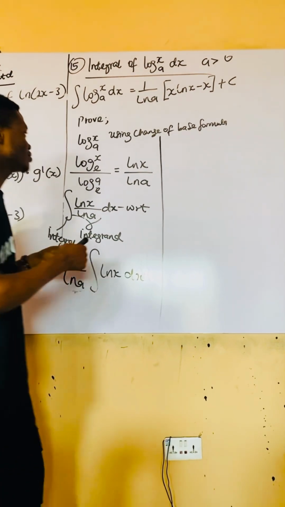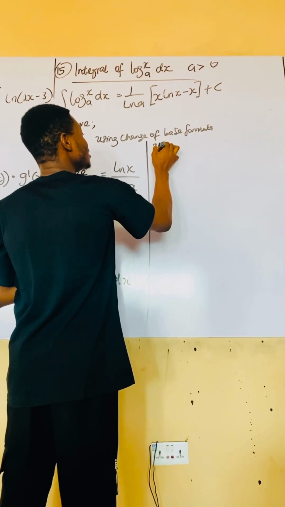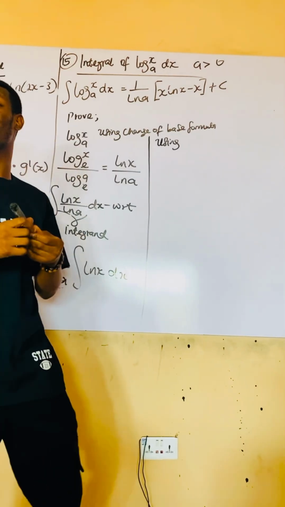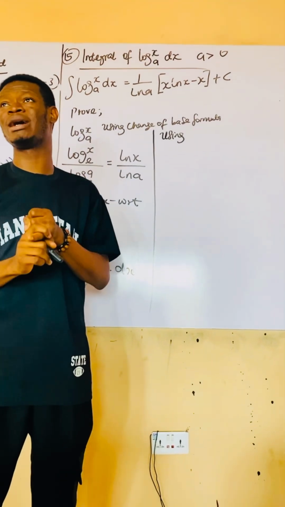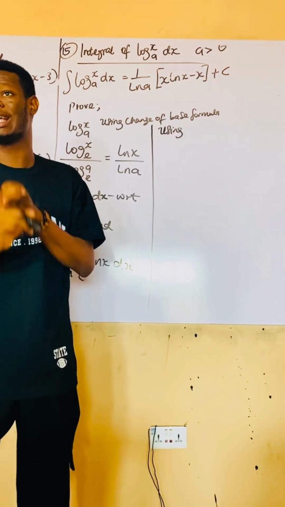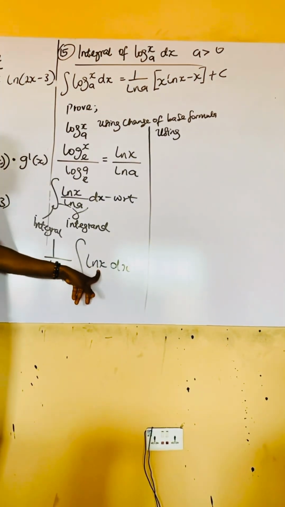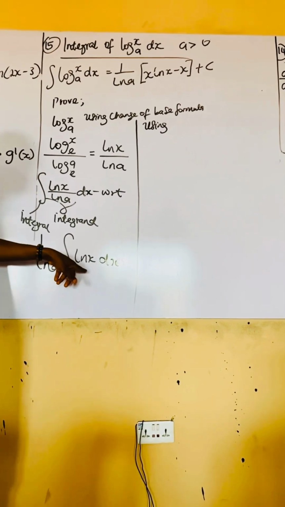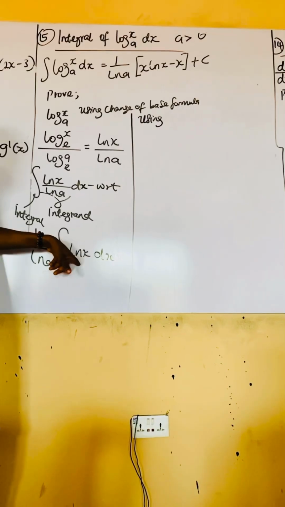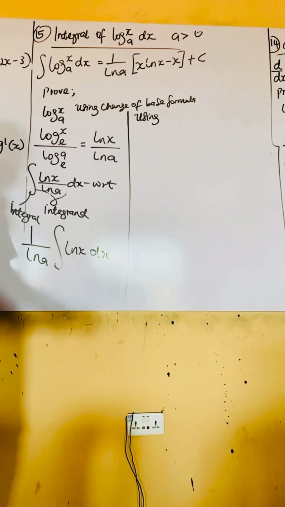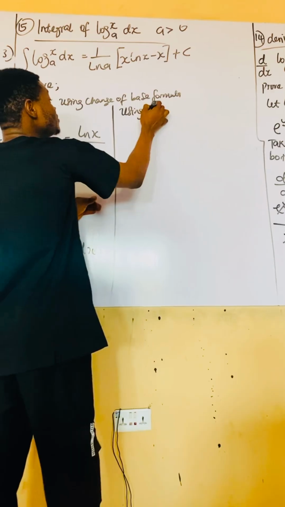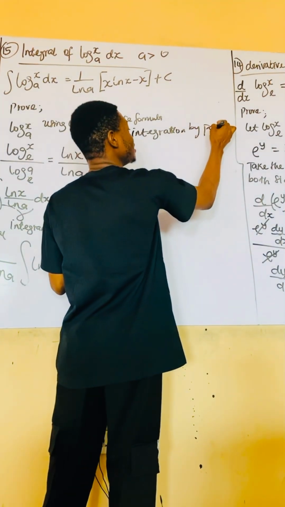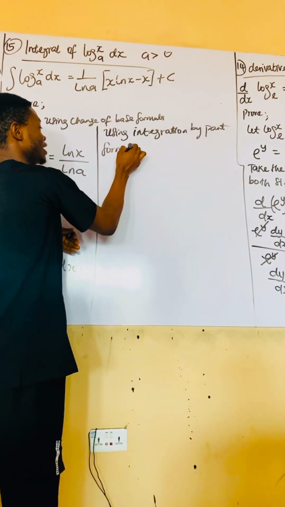Integration formula. Now, in integration, we have integration by U substitution, integration by trigonometric substitution, and integration by parts. So we are going to use integration by parts here because of what? We are having products. I'll still teach you guys integration so that you understand it better. So we are going to apply the integration by parts formula.